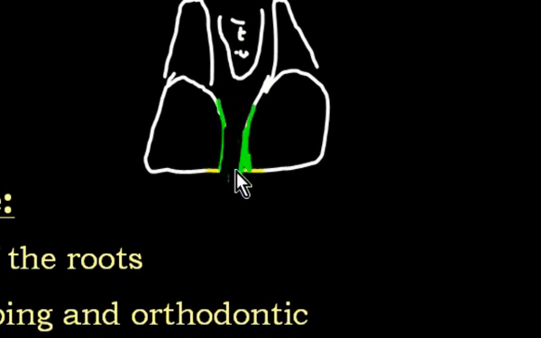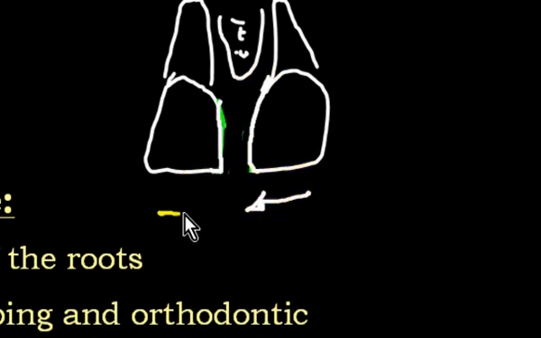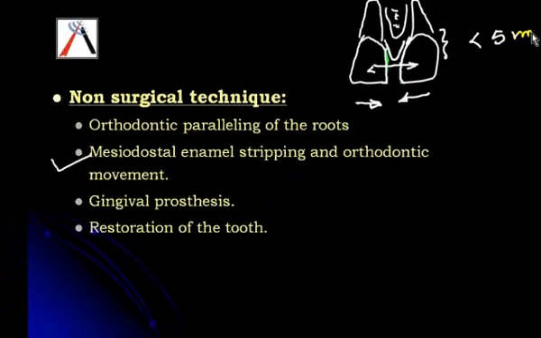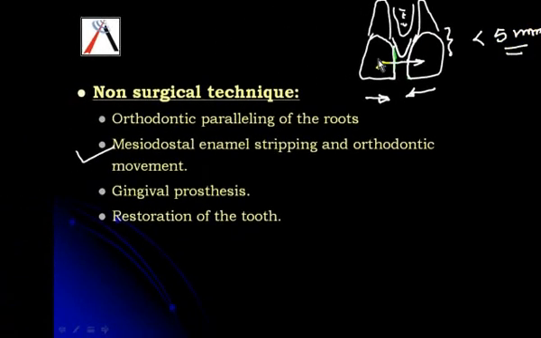is this space. And then you can go in with orthodontic correction of this diastema which is created because of stripping. So that is mesiodistal enamel stripping and orthodontic movement of the teeth. So what will happen is your contact will be localized to this point and your papilla will be squeezed in this distance, which is now decreased to less than 5 or equal to 5 millimeters. So that is the orthodontic cum prosthodontic correction.